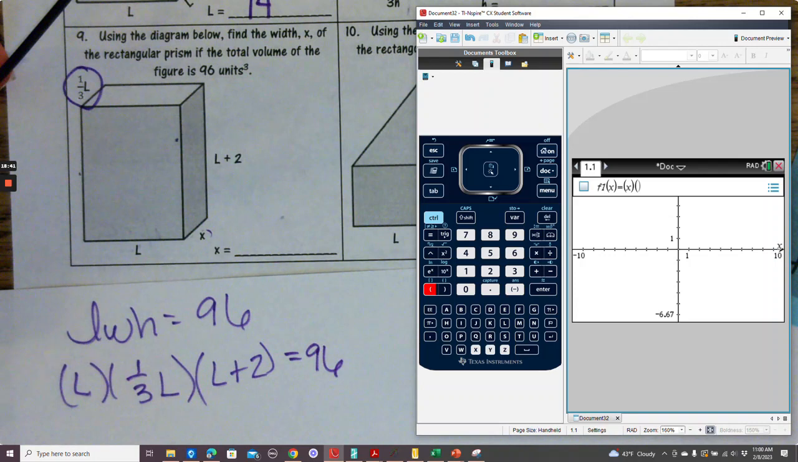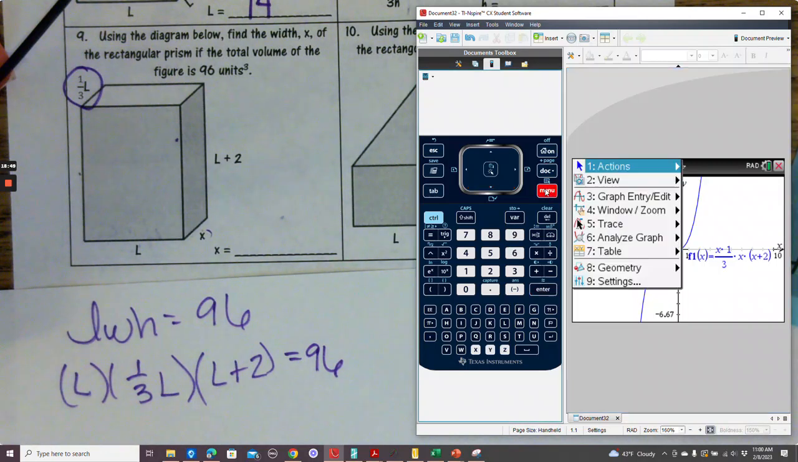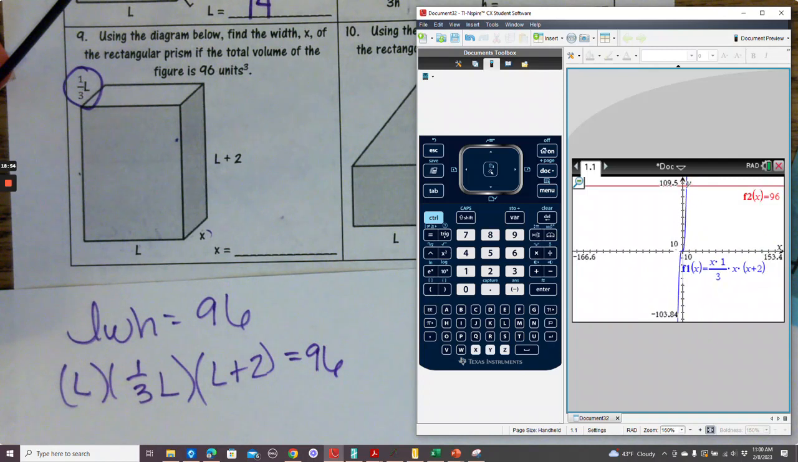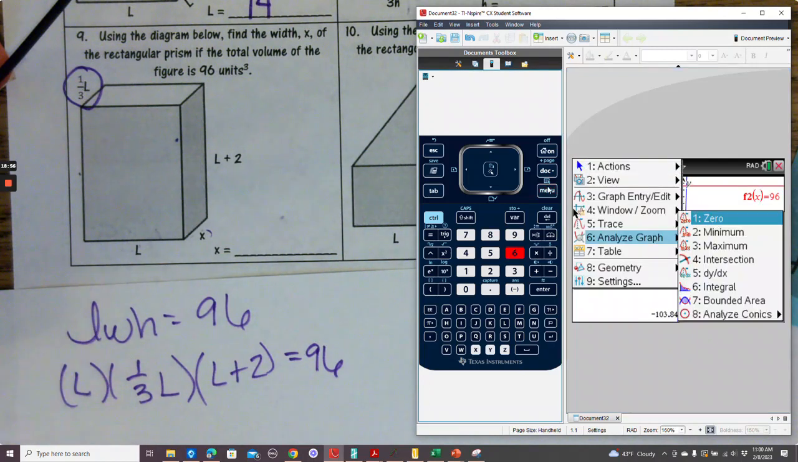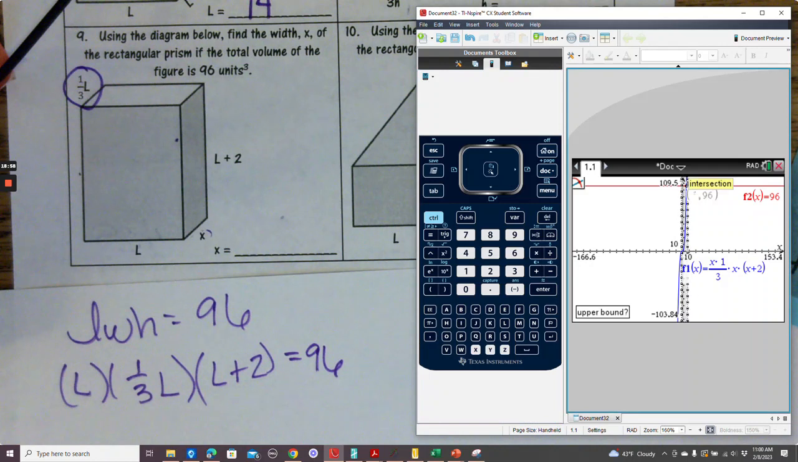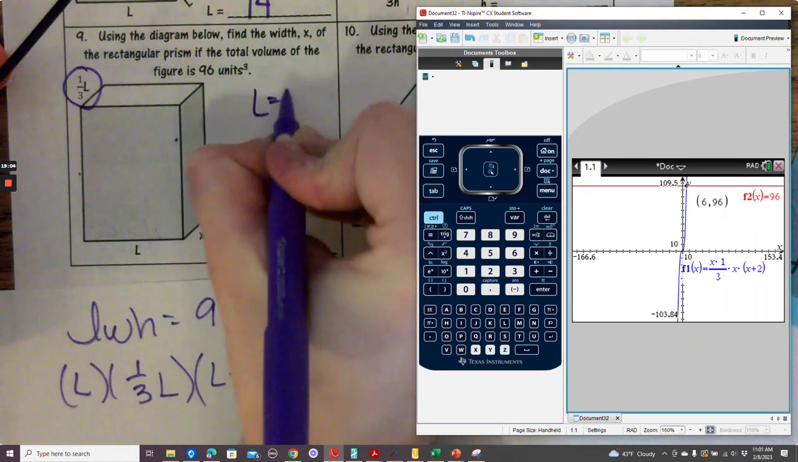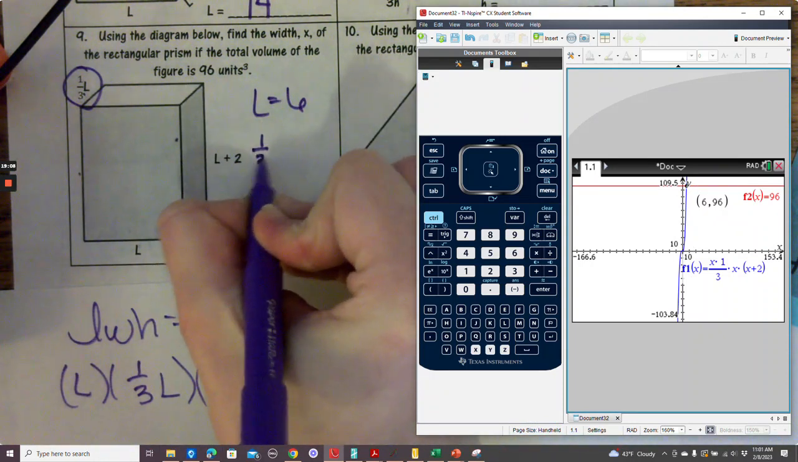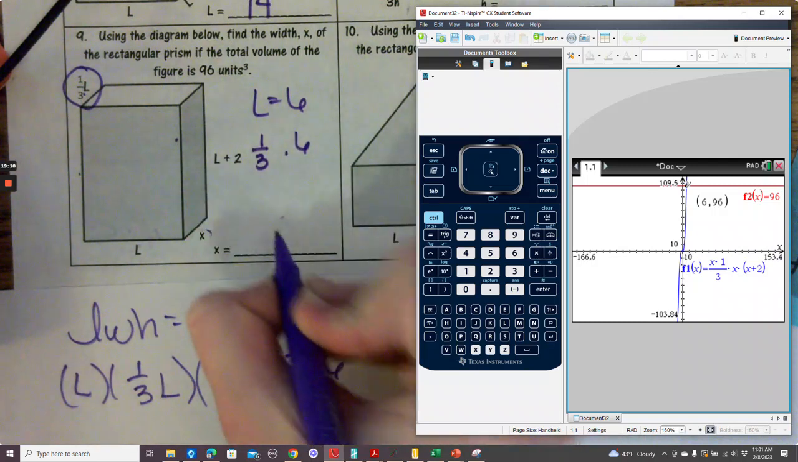So we've got x, 1/3 x, x plus 2 equals 96. Menu 4, 4, zoom out. And then menu 6, 4. So L equals 6, but I've got to multiply that by 1/3. 1/3 times 6 is 2.